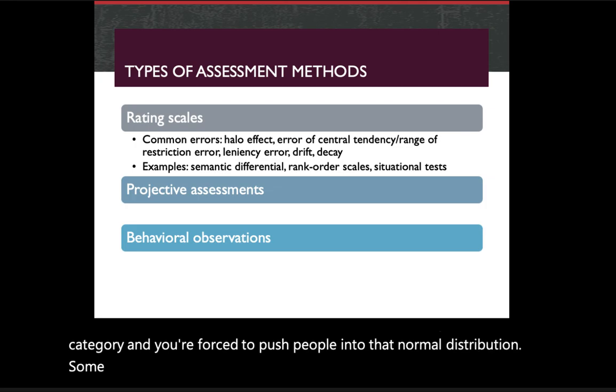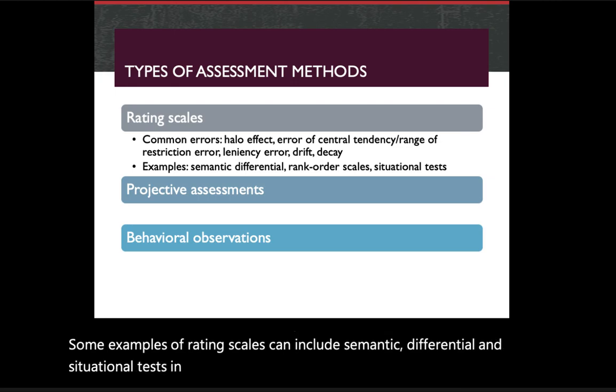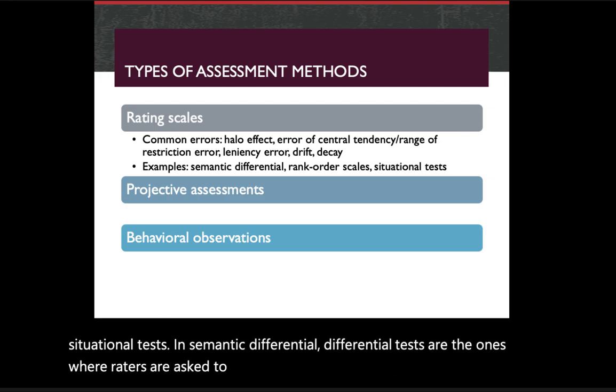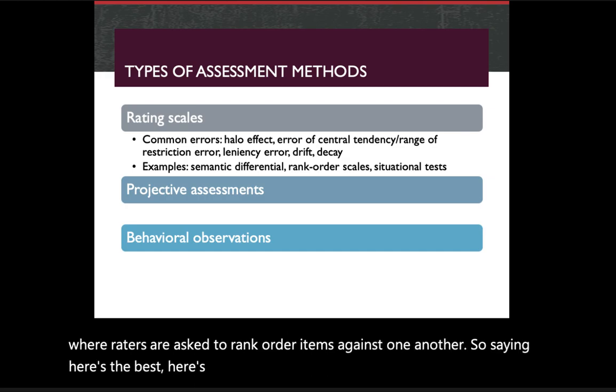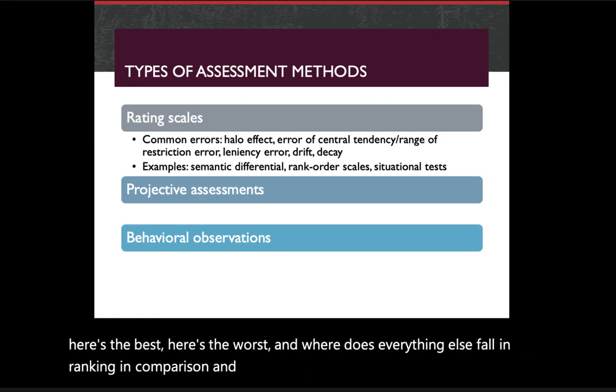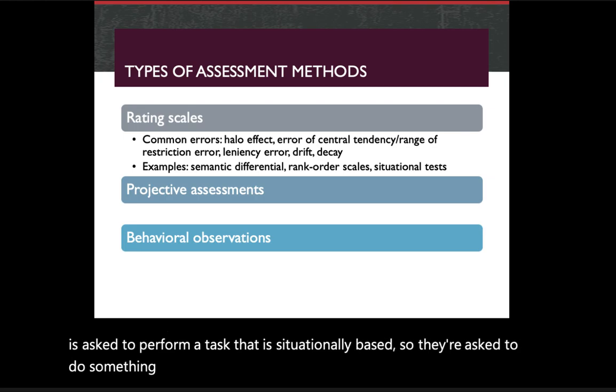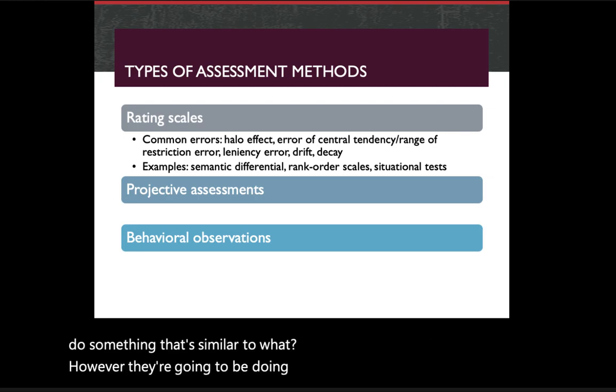Some examples of rating scales can include semantic differential and situational tests. Semantic differential tests are the ones where raters are asked to rank order items against one another. So, saying here's the best, here's the worst, and where does everything else fall in ranking in comparison. And situational tests are where a client is asked to perform a task that is situationally based. So they're asked to do something that's similar to whatever they're going to be doing with the assessment results.